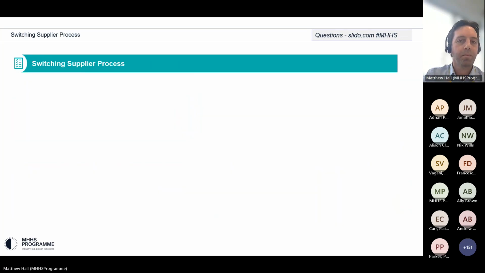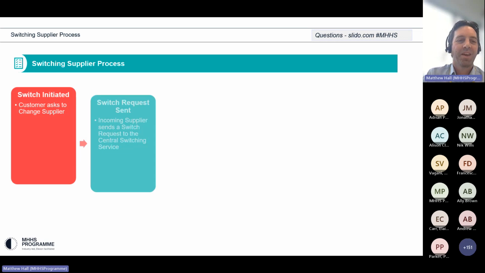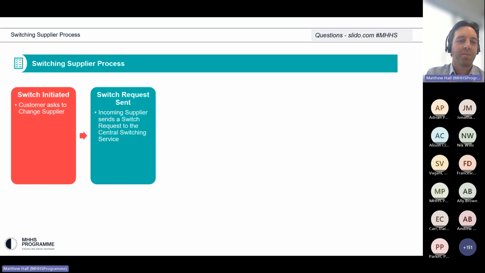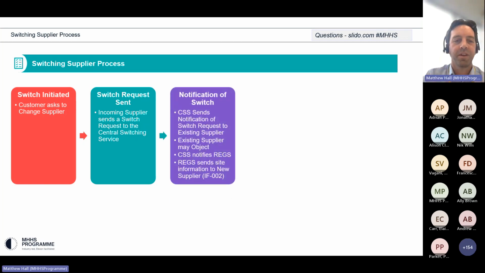Switching supplier. So this all starts with a customer asking to change supplier, from which the incoming supplier who's being requested to pick up supply sends a switch request to the central switching service. On receipt of this CSS will send notification of switch request to the existing supplier, which triggers the opening of an objection window, during which time the existing supplier may object if they've got valid cause.